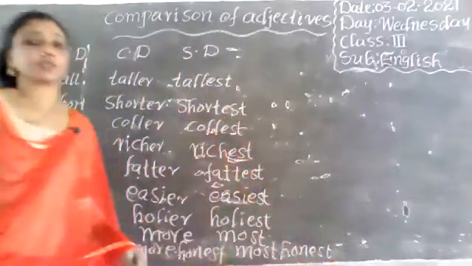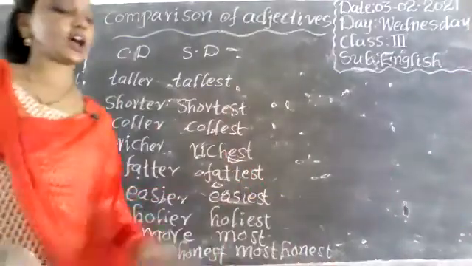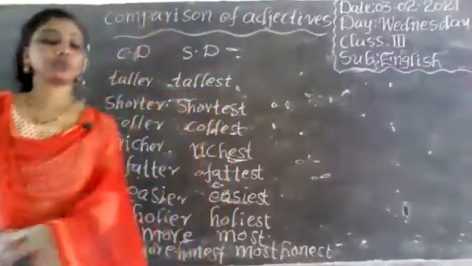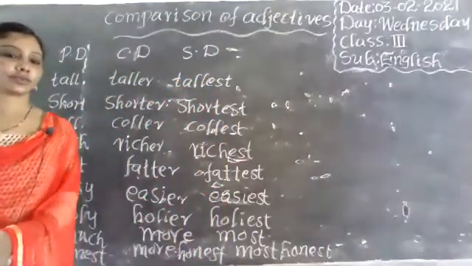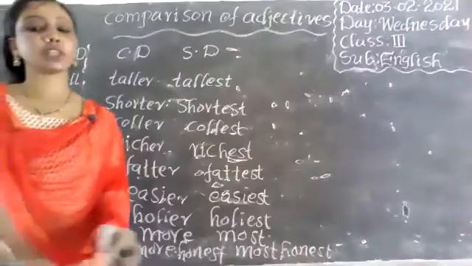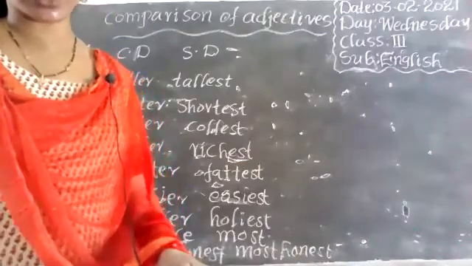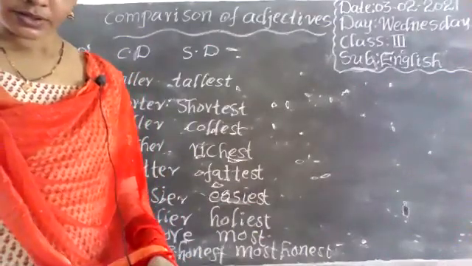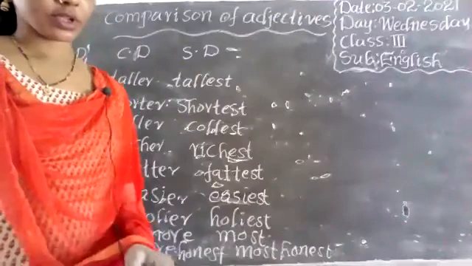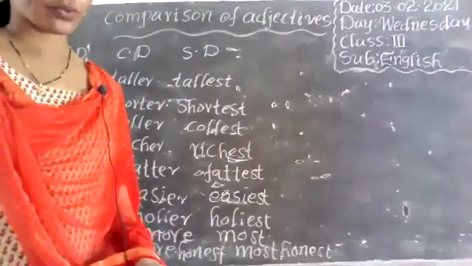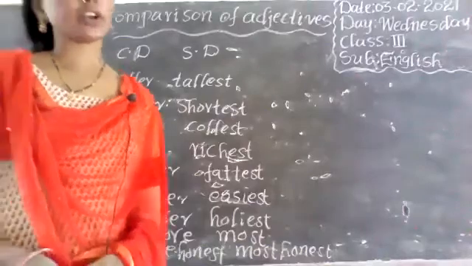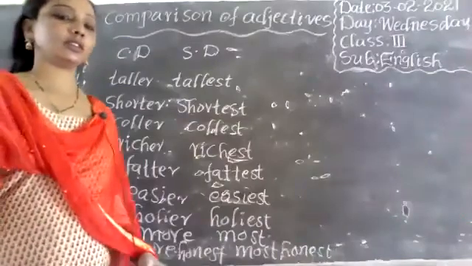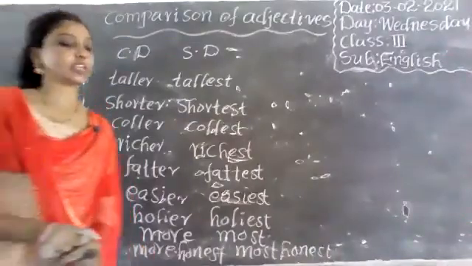Okay. Right. So now open your textbook page number 32. First observe that textbook page number 32 as well as you open workbook page number 42. Textbook 32, workbook 42. Did you open? Have you seen the textbook page number 32?